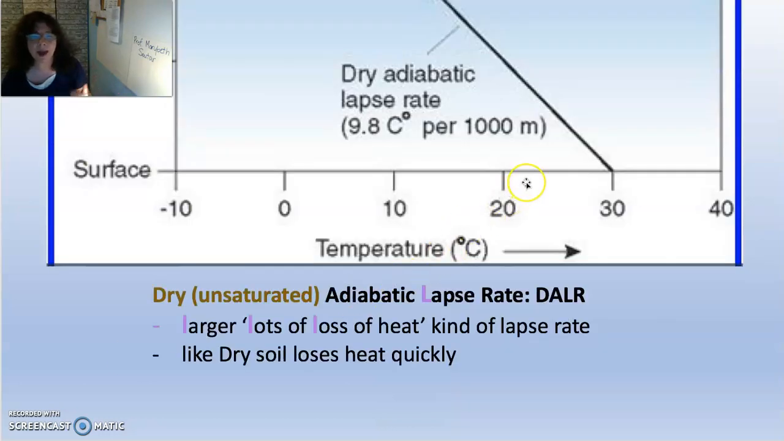If we look at it another way, the conditionally stable lapse rate of 6.5 degrees Celsius per 1,000 meters had a more moderate slope to it. This has a more dramatic slope to it. It is losing more temperature per 1,000 meters. When I think about the dry adiabatic lapse rate, I give myself a mnemonic that it is the lots of loss of heat kind of lapse rate. You might think of it in another way. I hope that helps you out a bit.